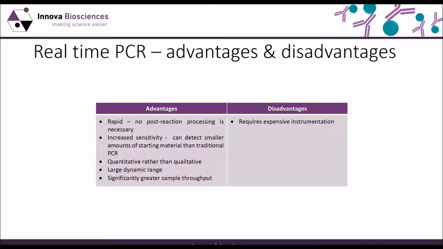Real-time PCR offers a number of clear advantages over traditional PCR. Firstly, since no post-reaction processing is required, it's significantly faster. It also provides increased sensitivity, as it can detect much smaller quantities of the starting material than traditional methods. In addition, real-time PCR affords a large dynamic range, significantly greater levels of sample throughput, and most importantly, it's quantitative rather than qualitative. The only clear disadvantage to real-time PCR is that it requires expensive instrumentation. However, its advantages far outweigh the disadvantages.